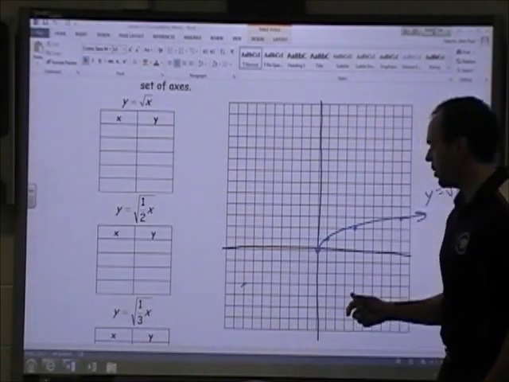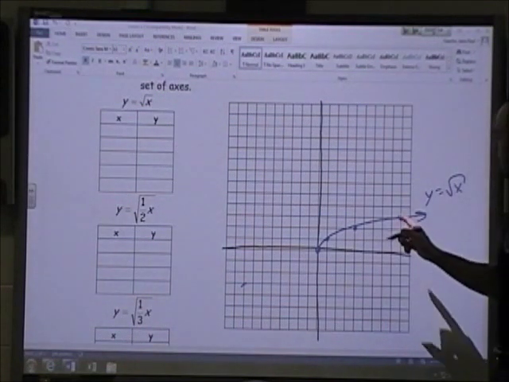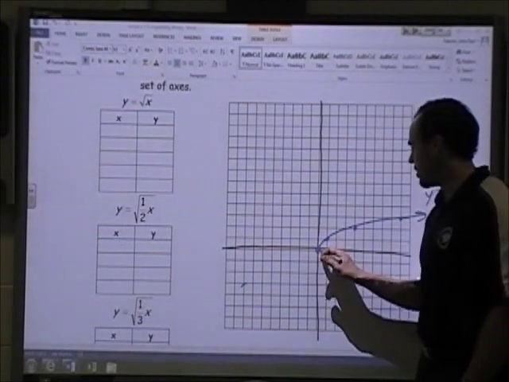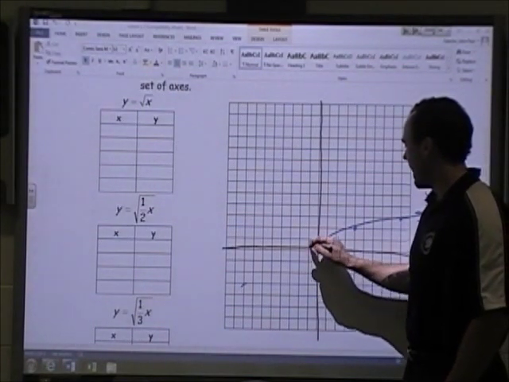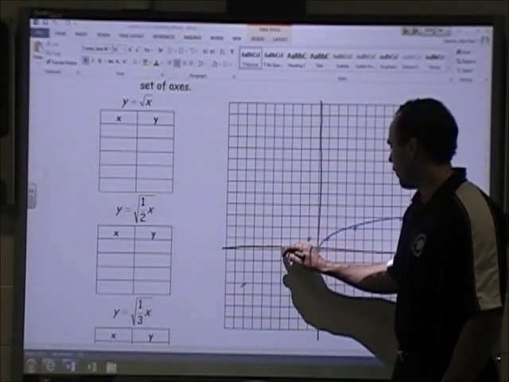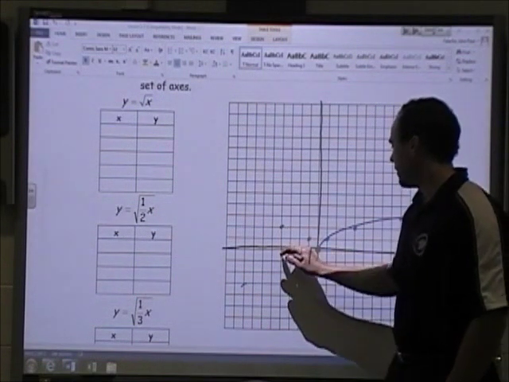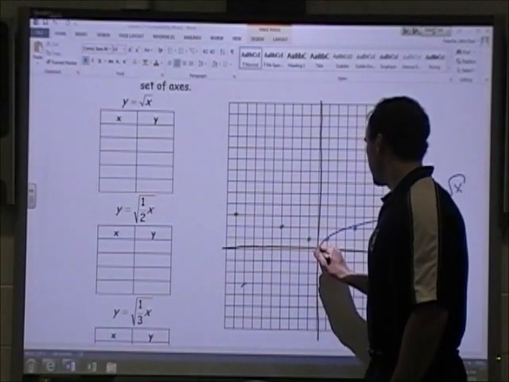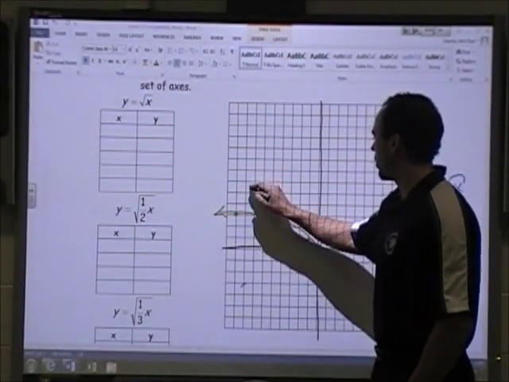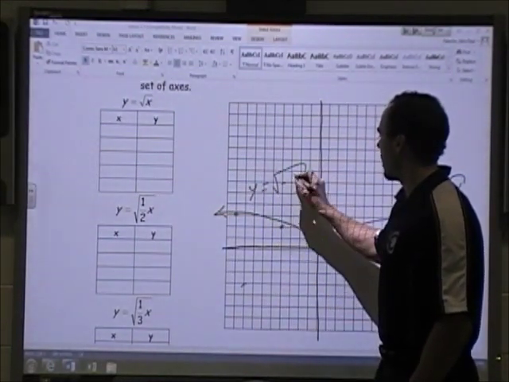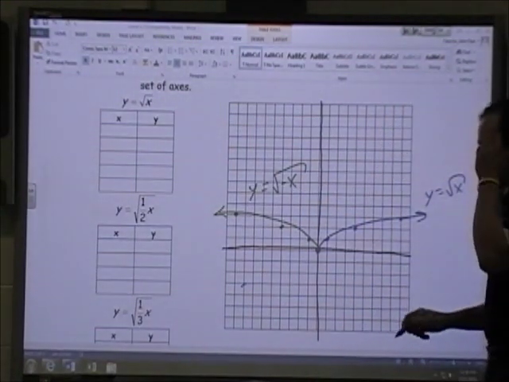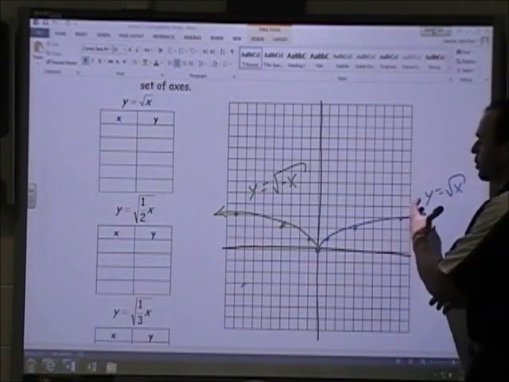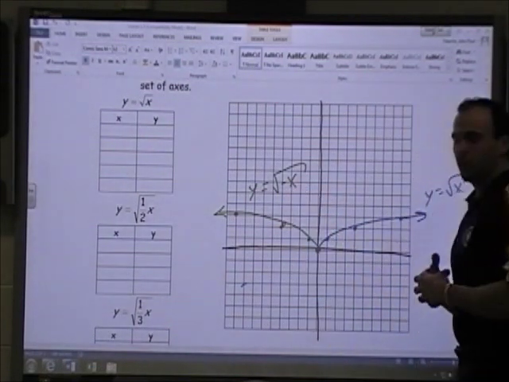And this is y equals the square root of x. What I wanted you to do is figure out what the difference is between that and y equals the square root of negative x. You'll see you get the points 0, 0, negative 1, 1, negative 4, 2, and negative 9, 3. In a different color of pen, this is y equals the square root of negative x. But what is the difference between these two? What did the negative do inside?